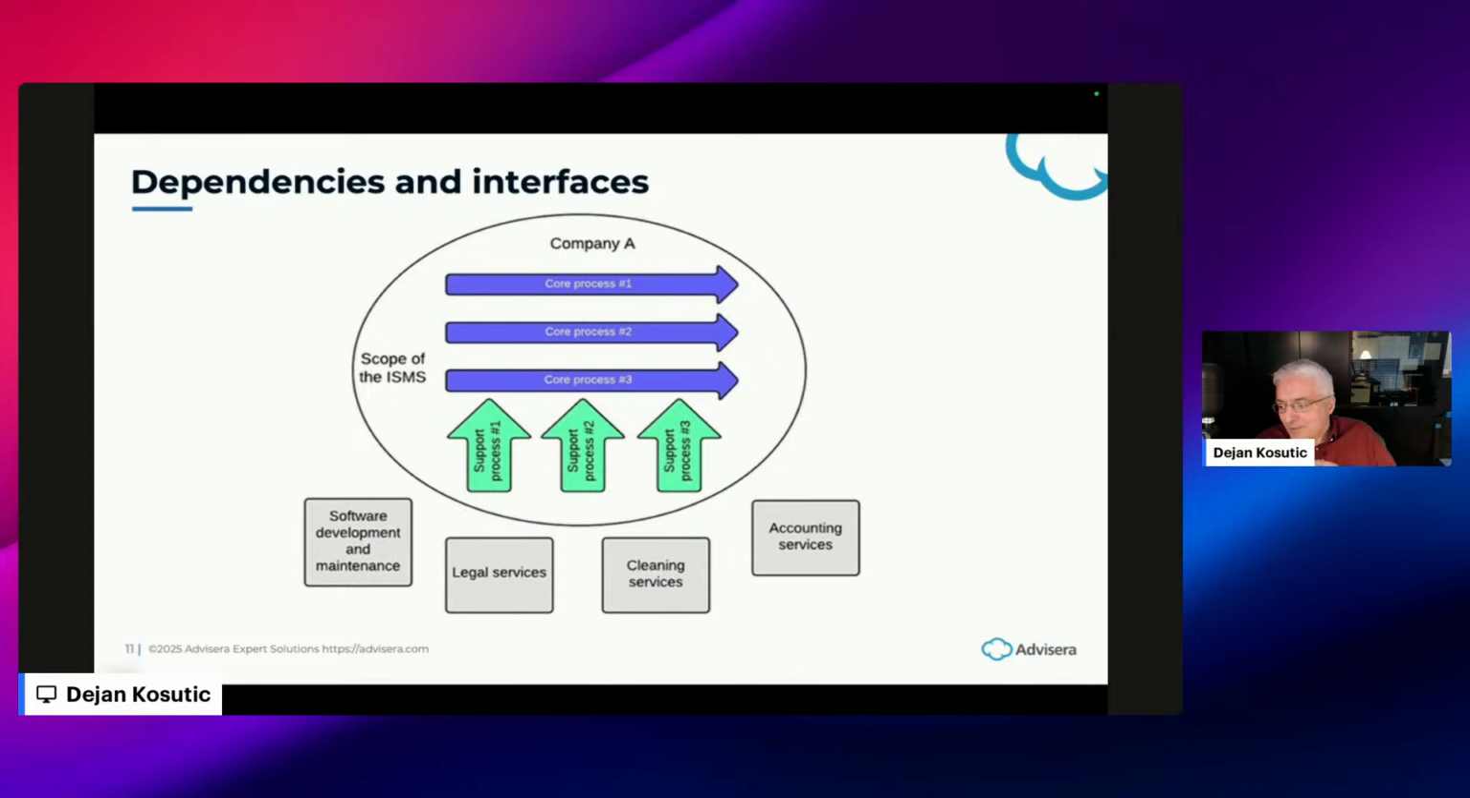Now for legal services, they're probably not accessing any kind of software of yours. They might be simply sending you emails with attached documents. So in this case, the interface is simply email, right? So as simple as that. This analysis of dependencies and interfaces is nothing complicated. It basically comes down to these examples that I've shown you.